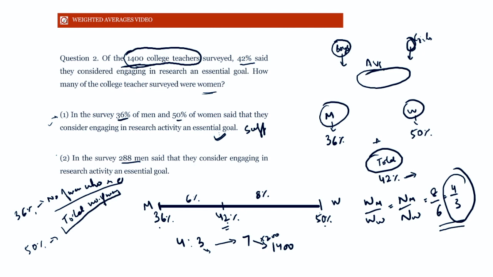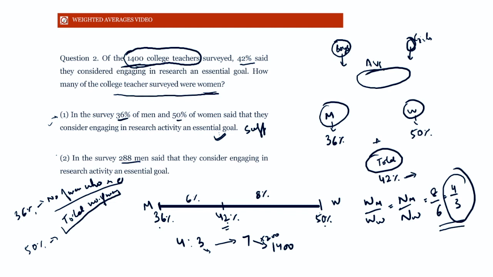Now I have got the number of men who consider research essential and the number of women who consider research essential. But do I have how many of the college teachers surveyed were women? Do I have the total number of women from that? Well, I don't. There is no way I can get the total number of women. I only got the number of women who consider research essential, but I do not get the total number of women.